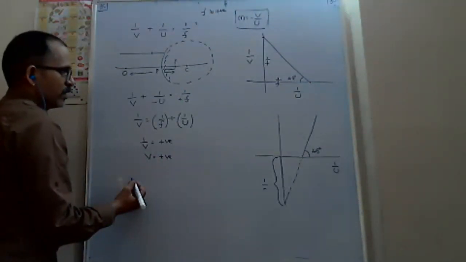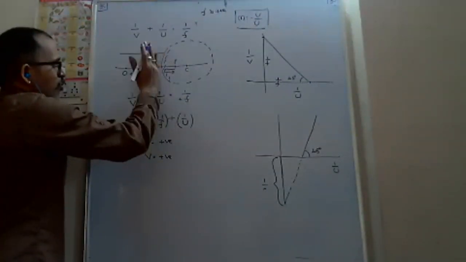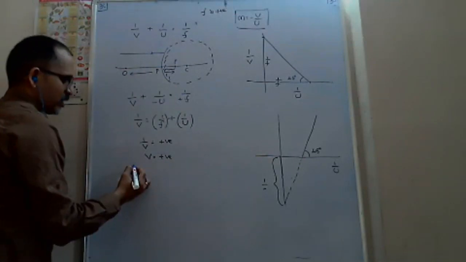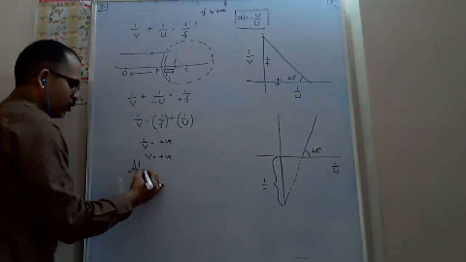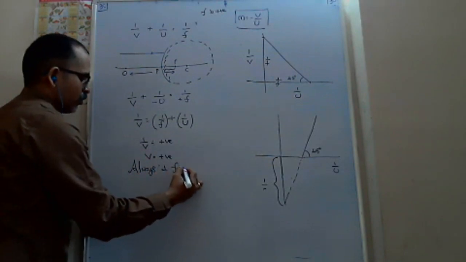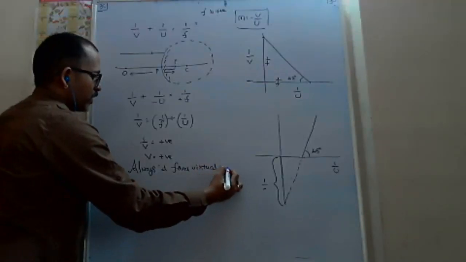Am I right? Yes, sir. V is positive, which means I always have to measure V behind the mirror. Behind the mirror means there is no second thought: it forms a virtual image only. There is no real image.